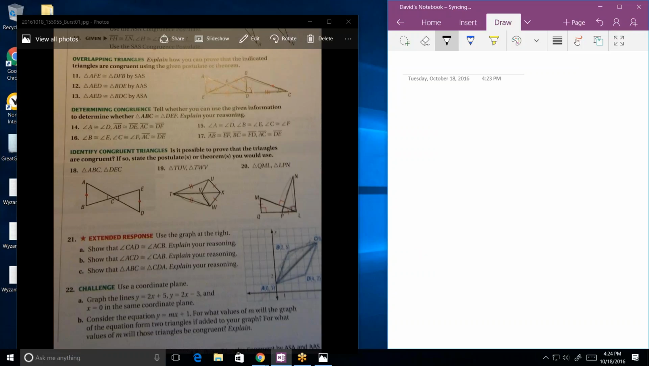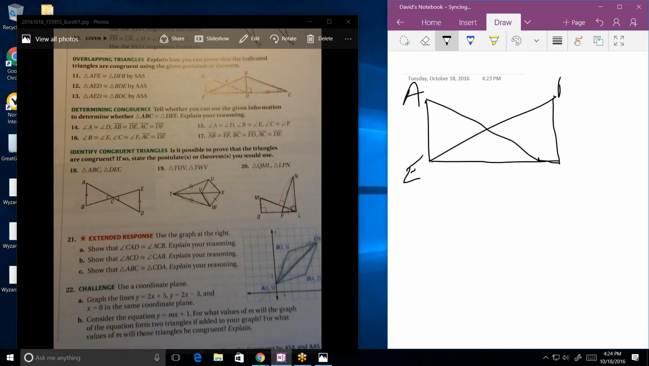Triangle AED, this right triangle, is congruent to BDE. So we've got a picture like this. And so we need to prove that AED is congruent to BDE.